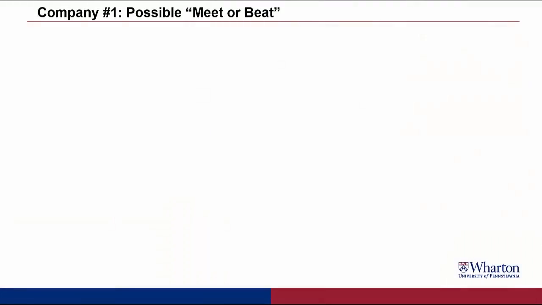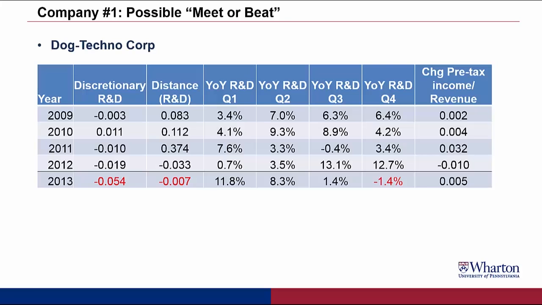Now we're going to look at a number of cases to illustrate how to use these tools. And instead of making you wade through all the data in a spreadsheet, I've pulled summaries into PowerPoint to make it easier for us to look at. The first case is a company that had a possible meet or beat incentive to manipulate their expenditures. And in each case, we're going to look at research and development. So this is Dog Techno Corp.